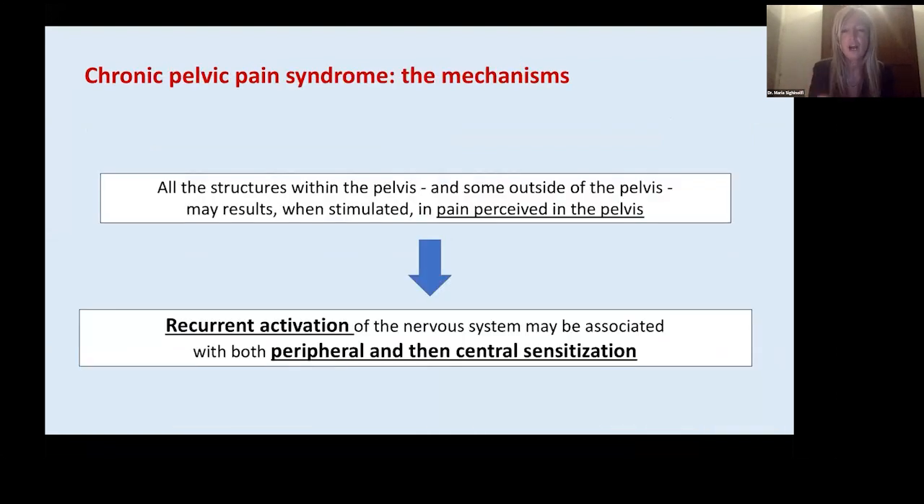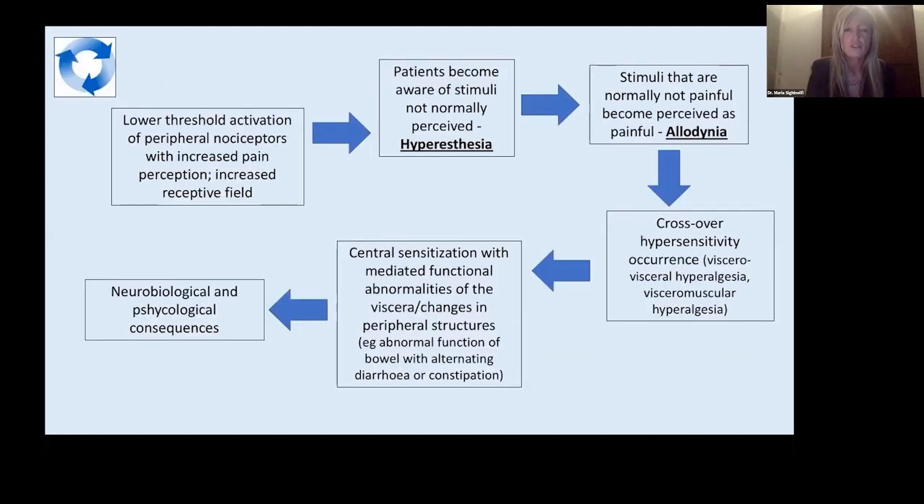So let's see the very basis of the mechanism of chronic pelvic pain syndrome. All the structures within the pelvis and also some outside the pelvis may result, when stimulated, in pain perceived in the pelvis. And the recurrent activation of the nervous system may be associated with both peripheral and then central sensitization. So a lower threshold of activation of the peripheral nociceptors with increased pain perception may occur, and with an increased receptive field as well. So patients become aware of stimuli that are not normally perceived, and this phenomenon is called hyperesthesia. And stimuli that are normally not painful become perceived as painful. This phenomenon is called allodynia.